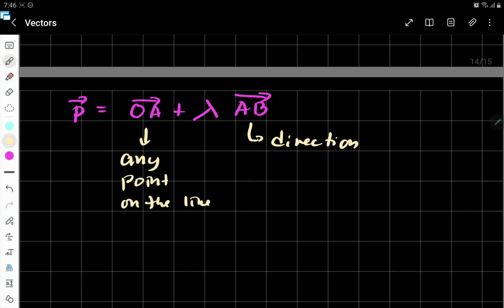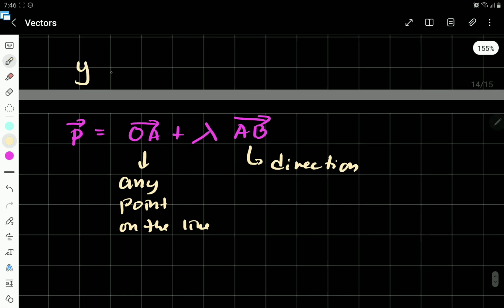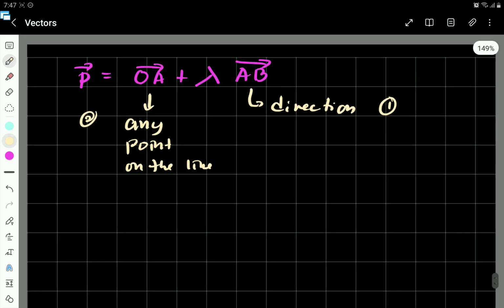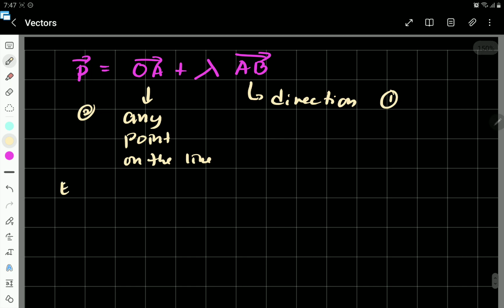Please take note that it looks almost similar to the equation of the line y equals mx plus c, wherein in the Cartesian equation you have m as the slope. In the vector form, you need to find out what the direction is. Is there any given point? So if you know a direction and you know a point, then you can find the equation of a line. Let's try to have an example one on how to find the equation of a line.